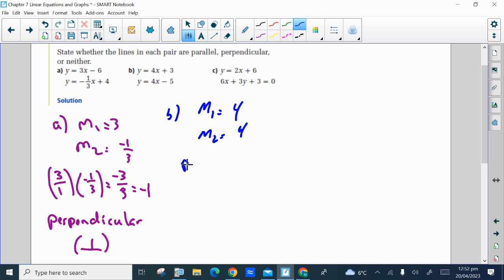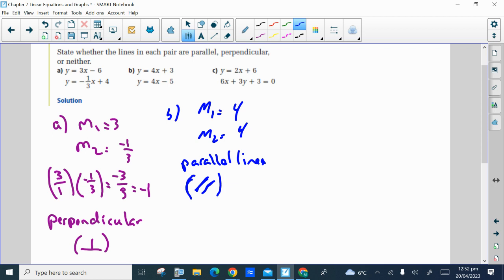These are parallel lines. The slopes are the same, which means they go at the same angle. And we can have a symbol for that as well, just drawing two little lines that look like they're going at the same angle. They are parallel lines.